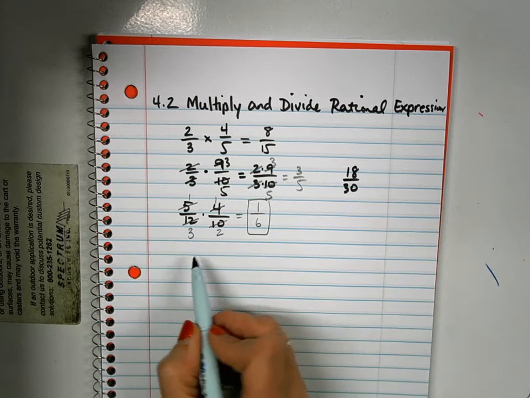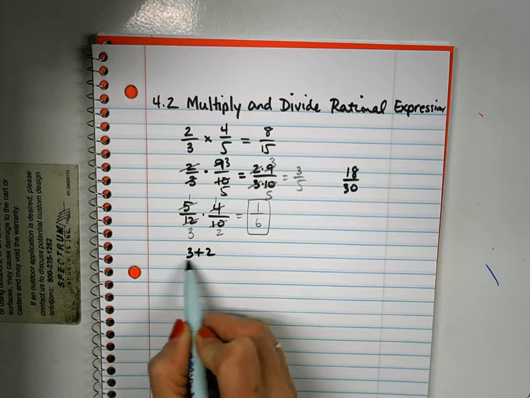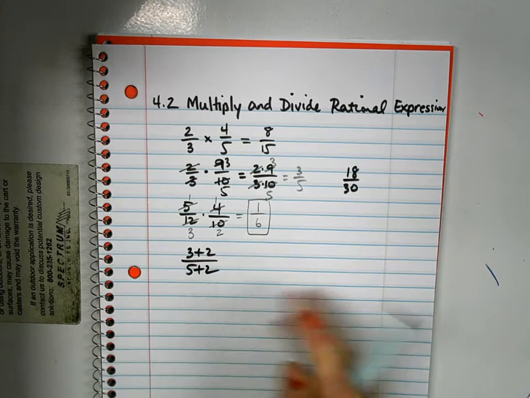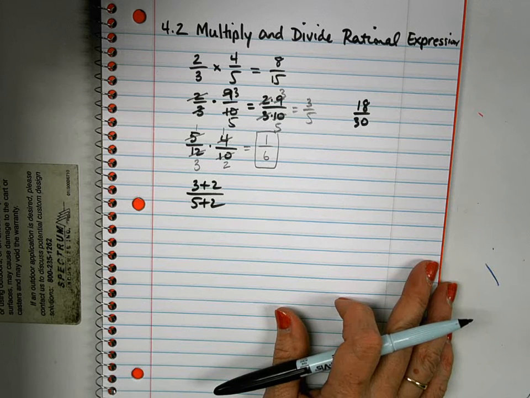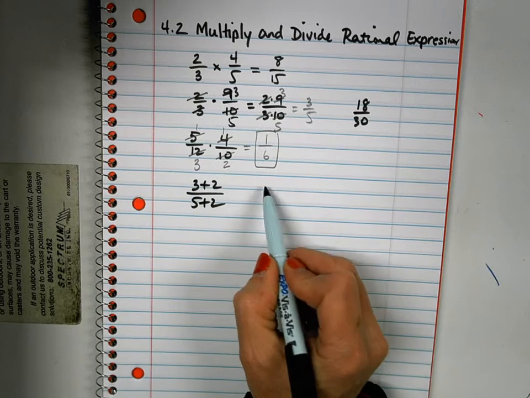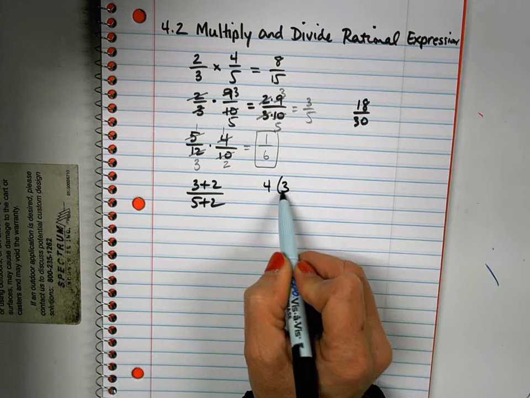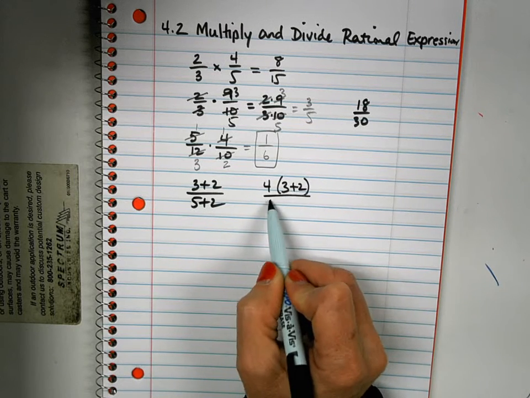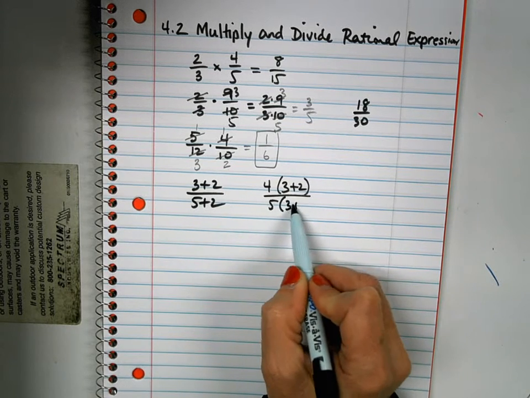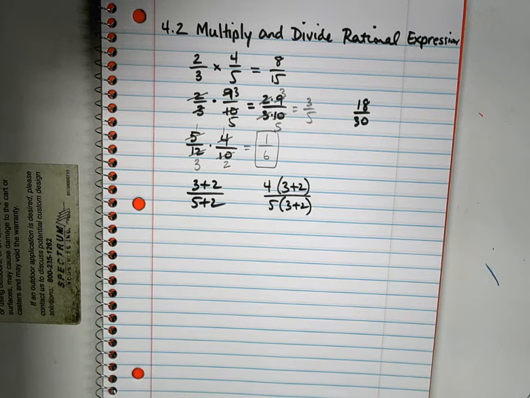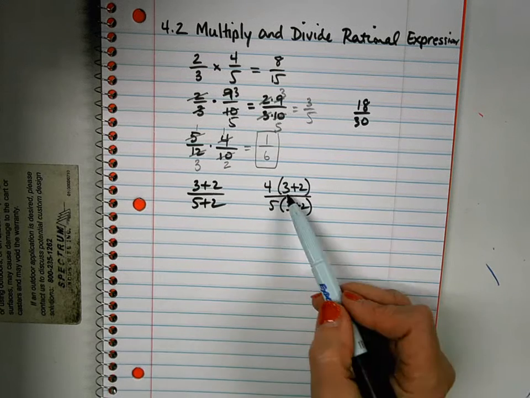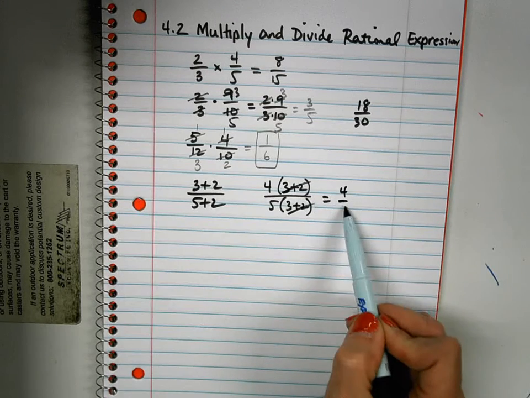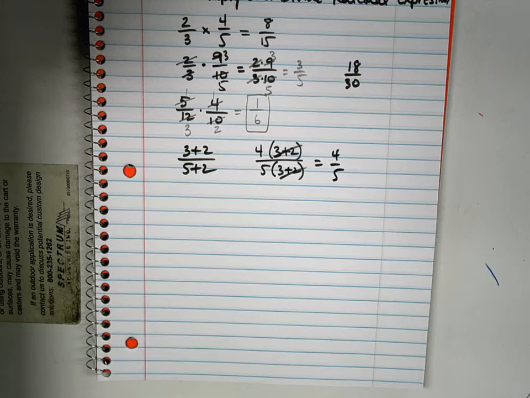Okay, same rules apply as far as if you had 3 plus 2 over 5 plus 2. Can I reduce those 2's? No. But as I showed you before, if I had 4 times 3 plus 2 over 5 times 3 plus 2, that's where I could reduce those. And this is more what our problems are going to look like, because there's going to be variables in place of the 3. So you'd reduce this and get 4/5. Very, very similar to the previous set of notes.